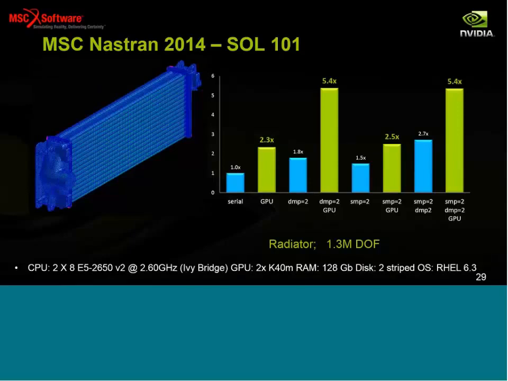The first takeaway from this slide is the 2.3x performance improvement from just adding a GPU to the simulation. You can see this in the first two bars, the serial and the GPU. You can see that it's actually a much better option than adding just DMP equals 2. Furthermore, the best performance can be obtained with DMP equals 2 and a GPU for each MPI process. So this might not be obvious to users who typically use SMP, but here's a case where the GPU is a very good option.